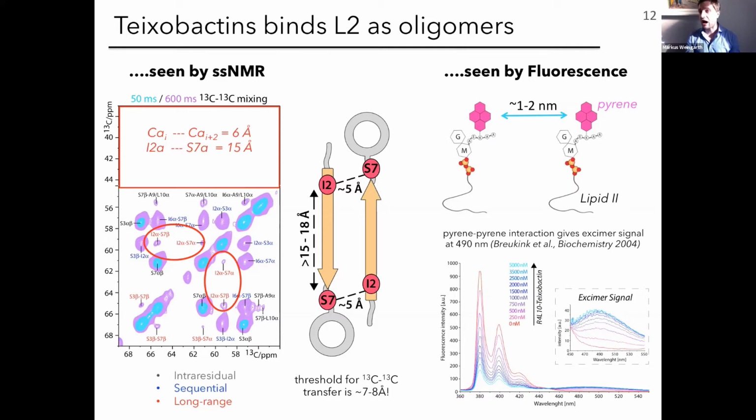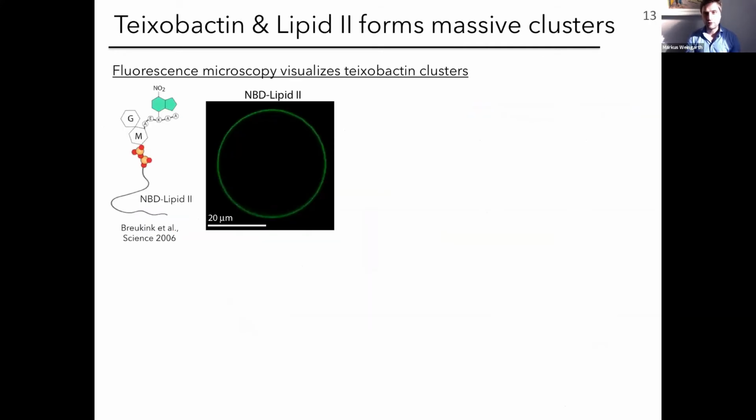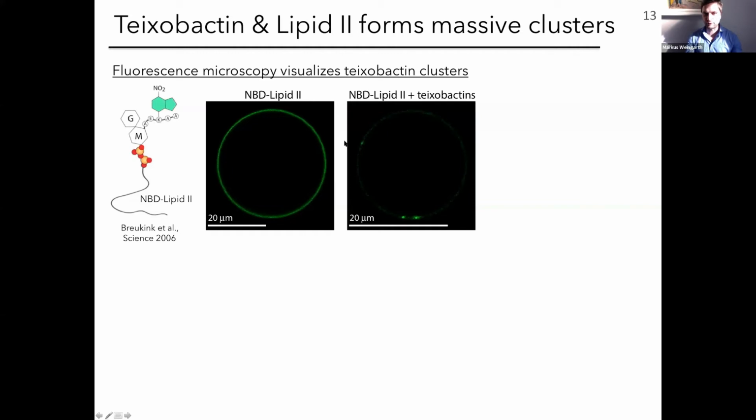Now we wondered, how many tioxobactin molecules come together to bind lipid 2? That was something that, in collaboration with Erwin Bürking, we tried to answer with fluorescence microscopy. Therefore, we used NBD-type lipid 2. You see here the uniform distribution of NBD-type lipid 2 on the surface of a giant unilamellar vesicle. And very surprisingly, when we added tioxobactin, we observed the formation of massive micron-sized lipid 2 tioxobactin clusters. And this was a really surprising, fresh finding.